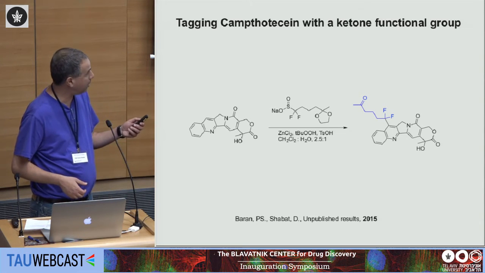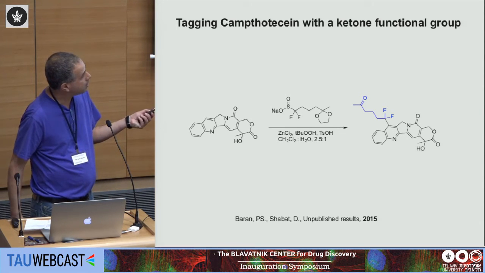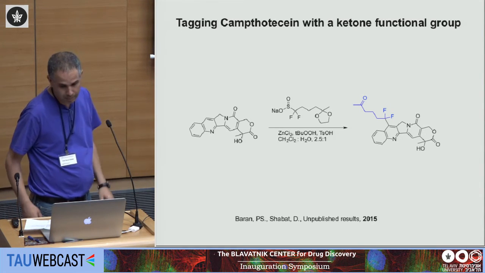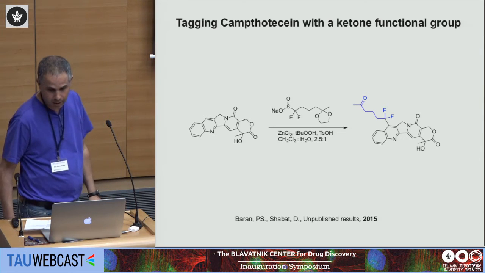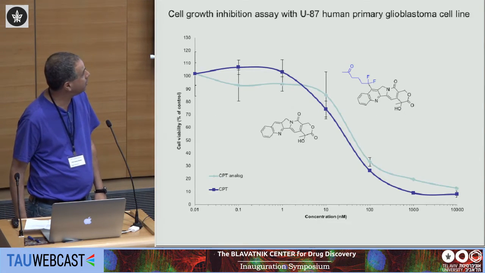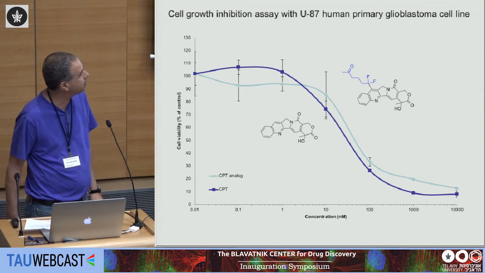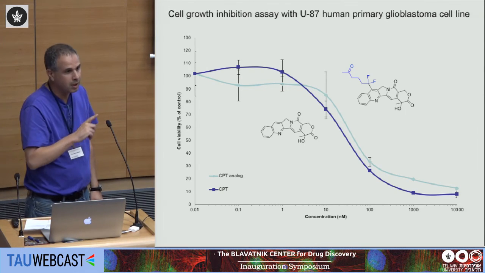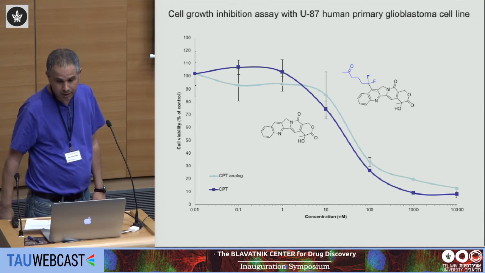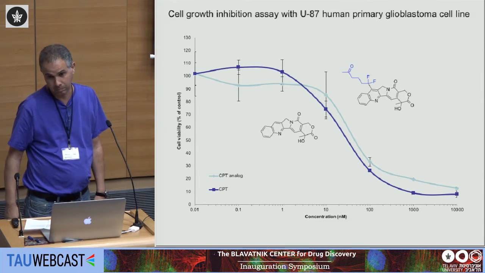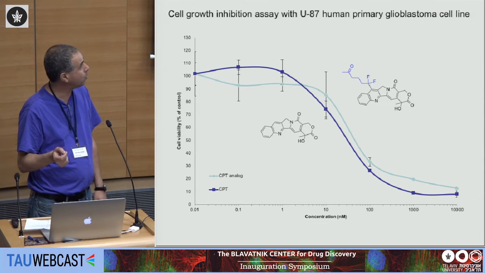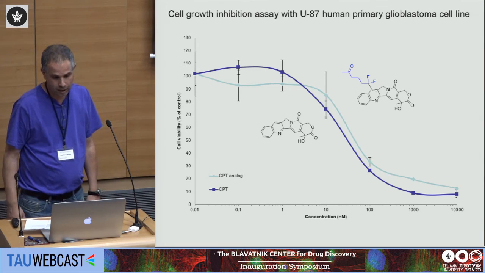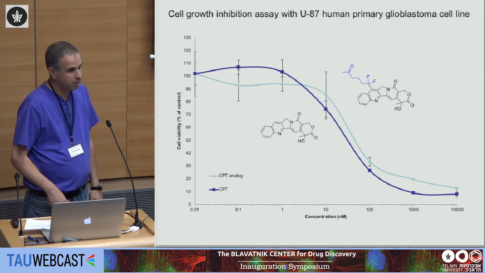And indeed, when we checked the cytotoxicity of the ketone analog versus the parent drug, and this was done in the lab of Ronit, we found that we have virtually identical cytotoxicity. I'm showing you only one slide, but this assay was repeated in about 10 different cell lines. And in all of them, the cytotoxicity of the ketone analog was almost identical to the cytotoxicity of the parent drug. Now, yes, of course.